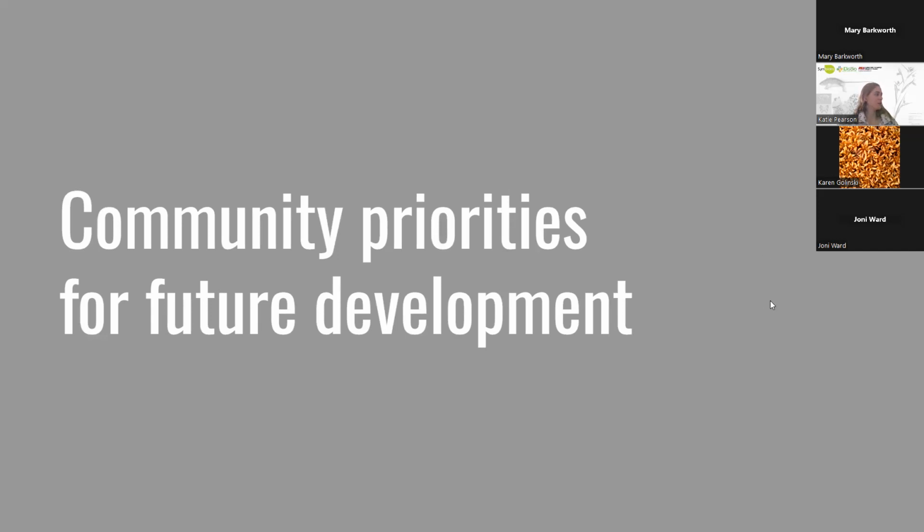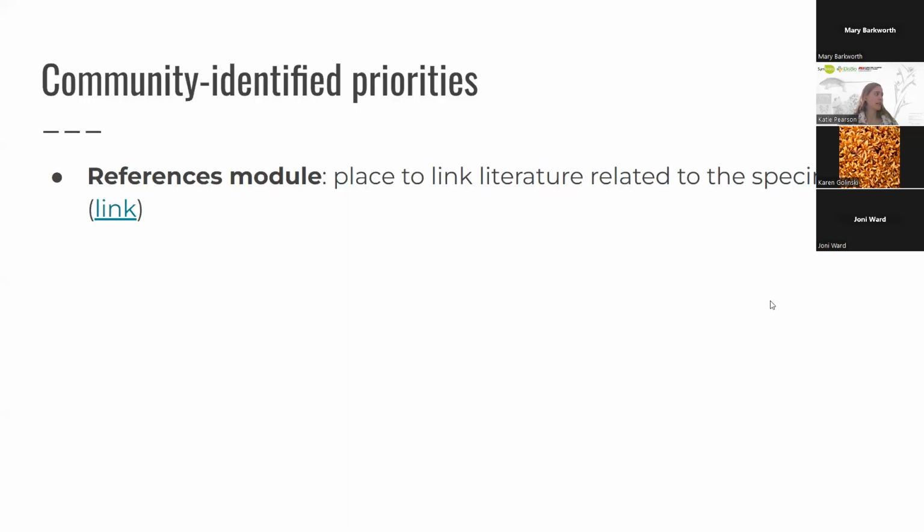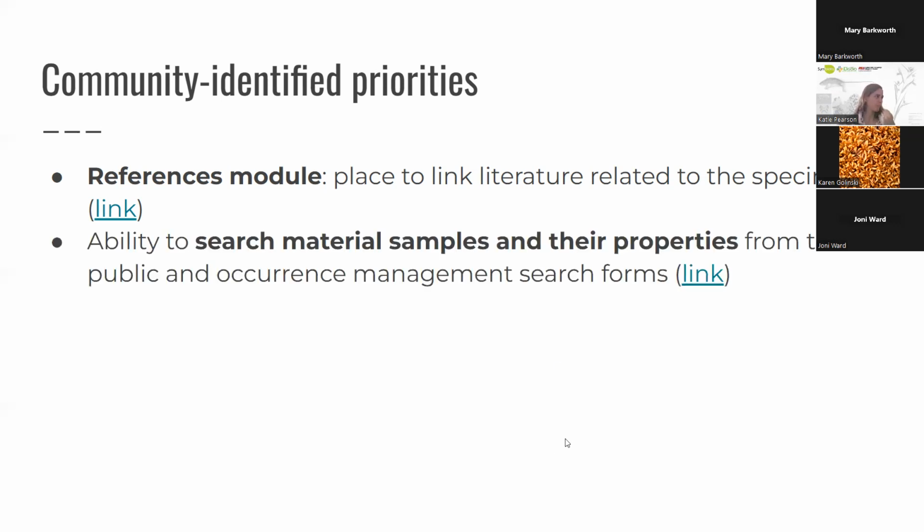So a few of these community priorities that were outlined are a references module. This would be an ability to link literature or permits related to your specimens to those specimen records. We think that that's in pretty high demand. Another is the ability to search for material samples and their multiple properties. I know that this one actually is in development, so this one is happening, but we still want to see how important it is to folks.